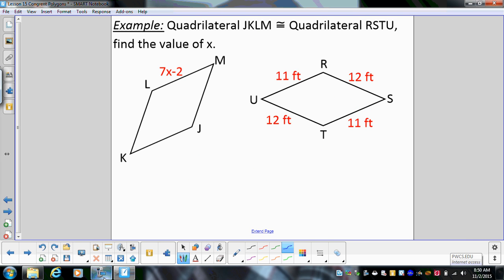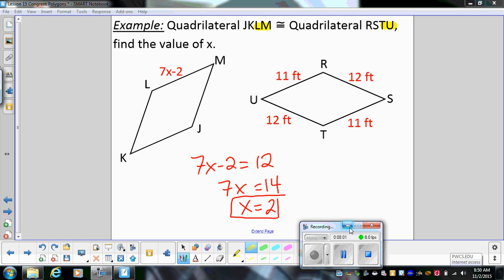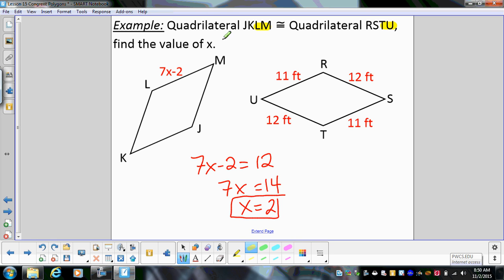Go ahead and pause here, and I want you to find the value of x with side LM labeled 7x minus 2. These two quadrilaterals are congruent to each other. Here, segment LM corresponds to segment TU. Because the quadrilaterals are congruent, those sides should be congruent, which means they should be equal. So I can take those two side measures and set them equal and get that x is 2. If I plug 2 back in for 7x minus 2, I get 14 minus 2, which is 12.